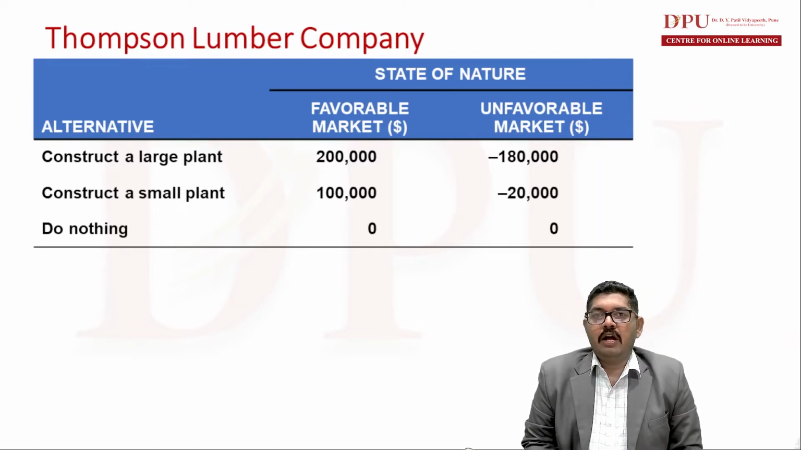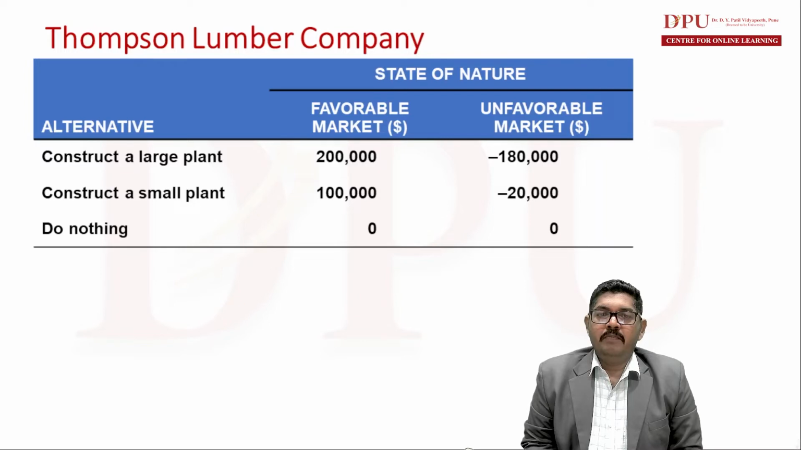These are the various options or alternatives available to the decision maker in this particular case. So what are the states of nature? States of nature consist of payoffs, that is, the outcome of each course of action or alternative available. So there are two situations: either the market can be favorable or the market can be unfavorable.